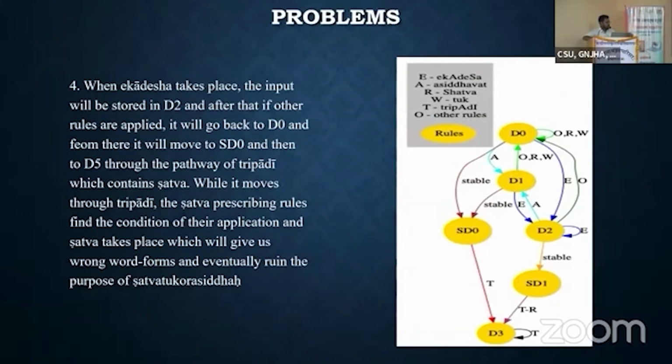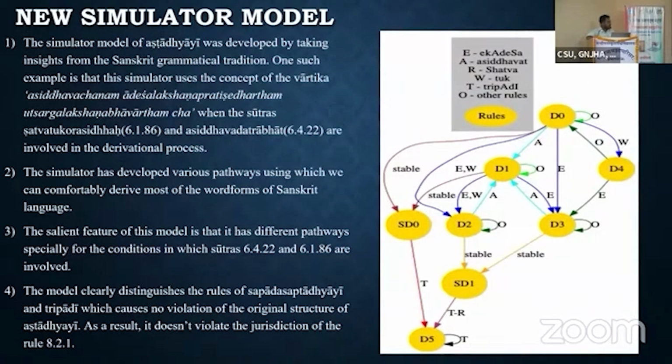So by understanding these problems, we got a need to design a new model, which we'll be explaining further. Now the new simulator model, the diagram is over there. The ideologies are the same: E refers to Ekadesha, A for Asiddhavat, R for Shatva, W for Tuk, T for Tripadi, and O for other rules. What change we have made is that we can see the O near D0, D1, D3, D2 all looped around itself. So there is no looping back to D0 and SD0. That's why we have reduced some data spaces also, and we have attained a good result.